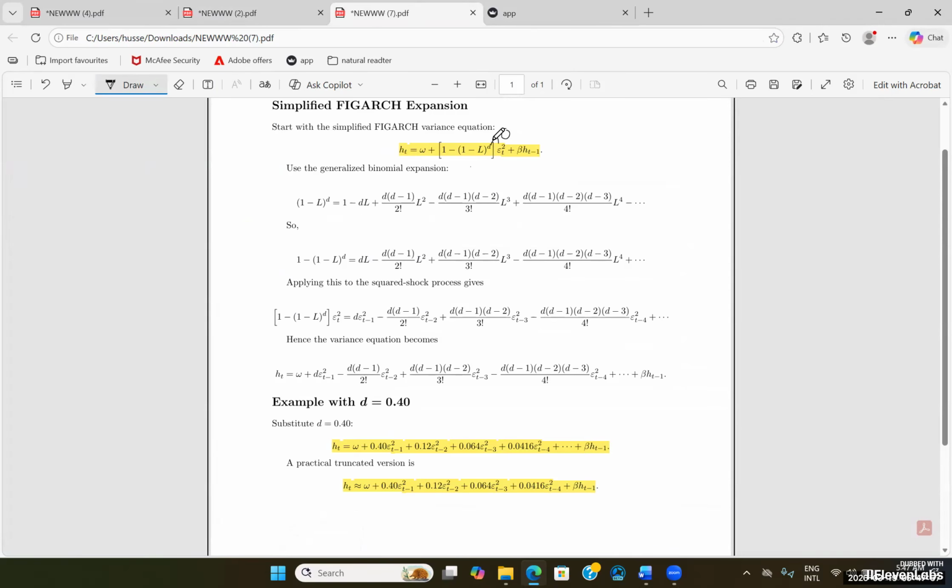If you substitute 0, the result will be 1 minus L, raised to the power of 0, and the entire term will then become 1. And if we consider 1 minus 1, that result will naturally be 0. Consequently, when 0 is multiplied by this, the final outcome will also be 0. Therefore, this implies that our model will effectively collapse, simplifying it to just h_t being equal to w. And we also need to incorporate the GARCH component into our model.